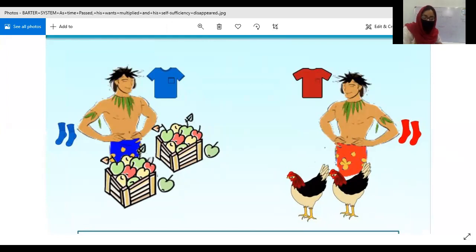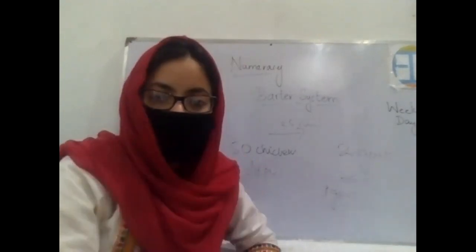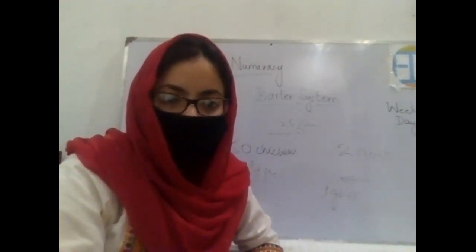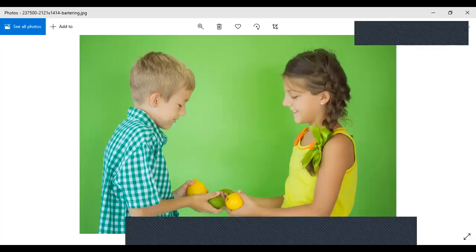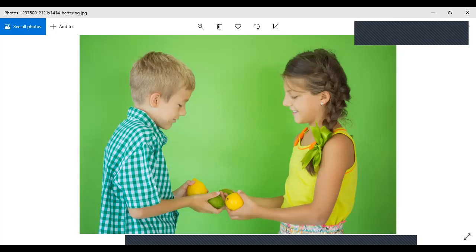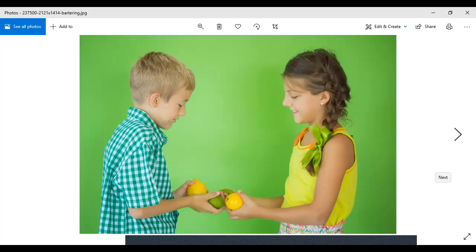Okay, look at the next one. Over here, there is a girl and a boy, and the boy has two mangoes, and the girl has two. Okay, he has yellow mangoes, and the girl has green mangoes, right? And they want to exchange. So she is giving one of her green ones to the boy, and the boy is giving one of the yellow ones to the girl. Now they both have both green and yellow mangoes. Got it? This is known as barter system.